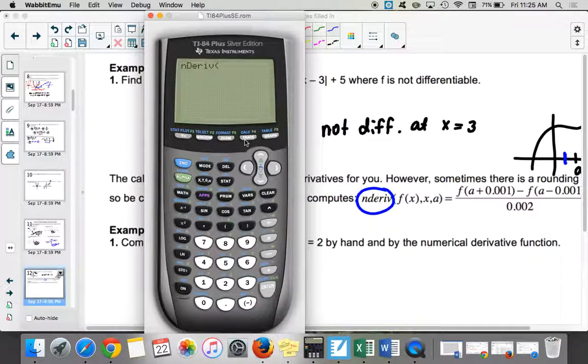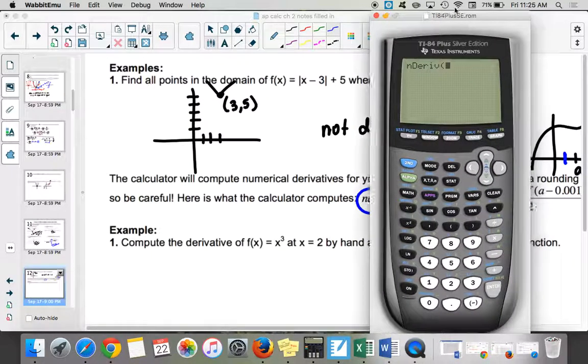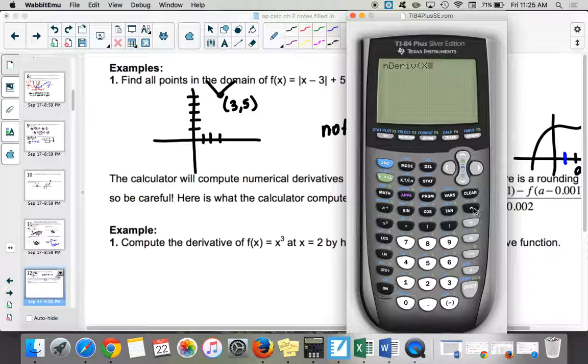So it's going to say one of two things. I'm going to show you what it's going to say here, and I'm going to do it this way first. You put in the function you're trying to take the derivative of. We're trying to take the derivative of x cubed, so I'm going to do x to the 3, and then a comma.